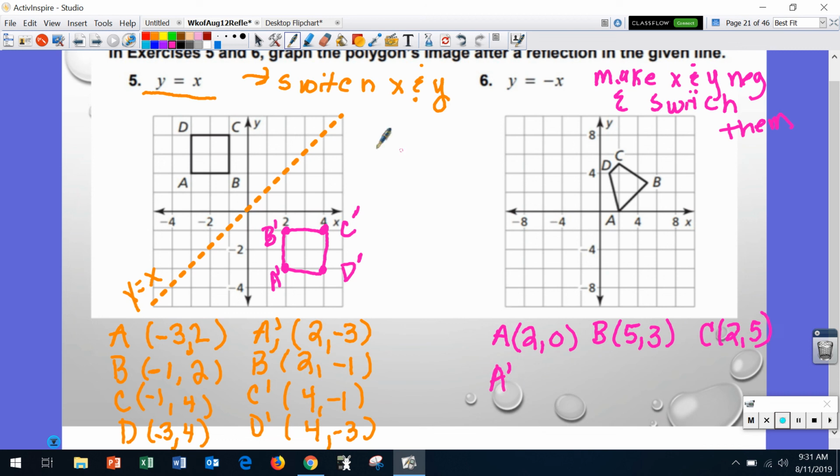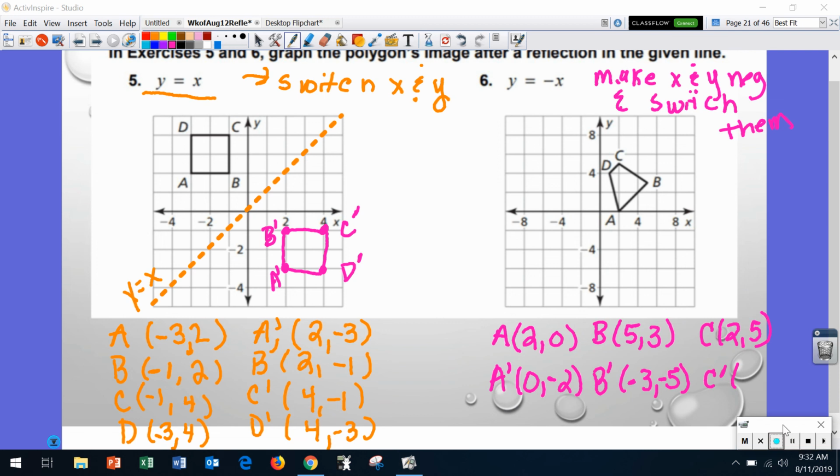So A prime would be, make them both negative and switch them. So we're going to get 0, -2. And 0 is neither negative or positive, so you don't change that sign. My B prime, make them both negative and switch them. So we get -3, -5. And then C prime, make them both negative and switch them. So -5 and -2. Now I'm going to go and plot these points.